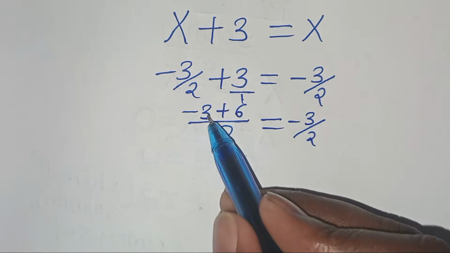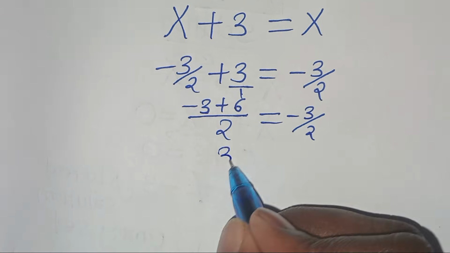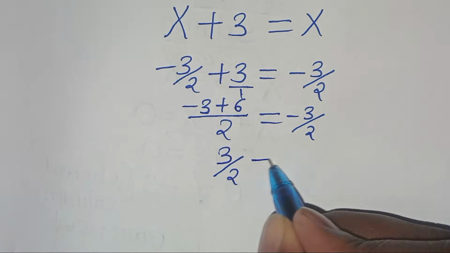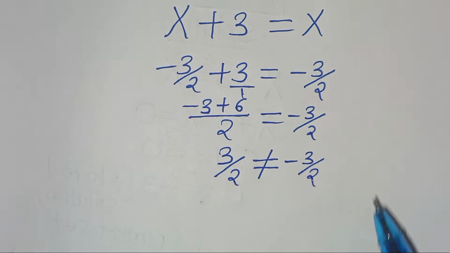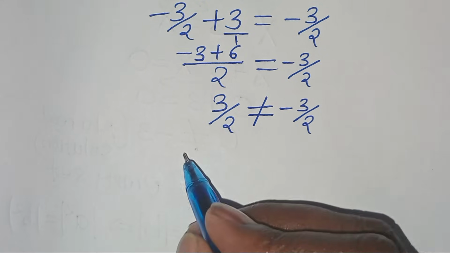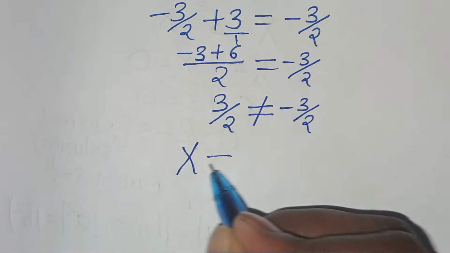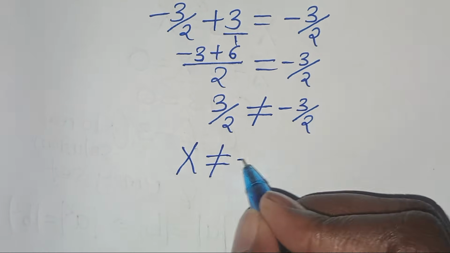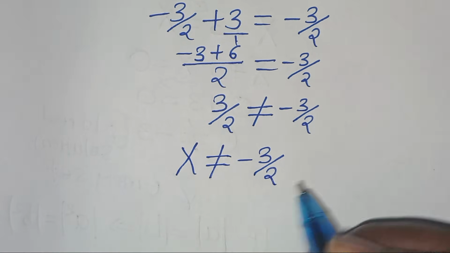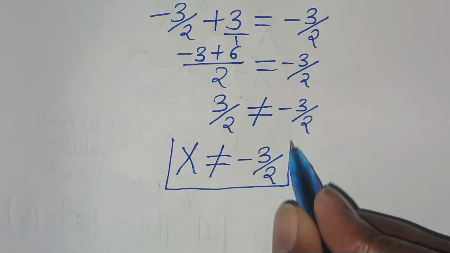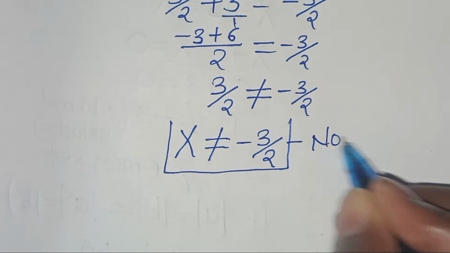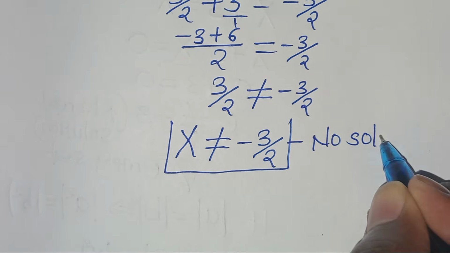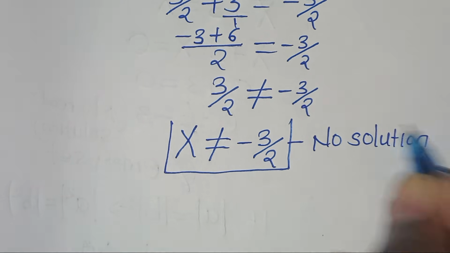Now we have negative 3 plus 6, this is equal to 3 over 2. And this is not equal to negative 3 over 2. So this means that x is not equal to negative 3 over 2. In this case, this means there is no solution.